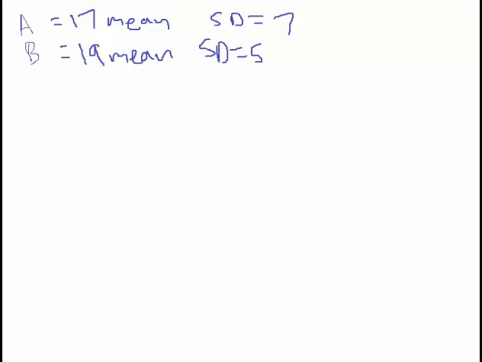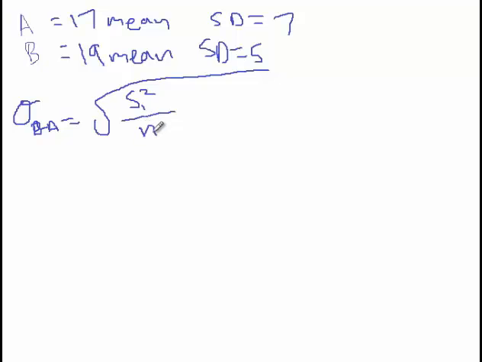Okay, so let's apply the formula to figure out the standard deviation of the difference between them, B minus A or A minus B. It makes no difference which way you put it. Remember, it's the square root of the first s squared divided by the sample size for A, plus the second s squared divided by the sample size for B.